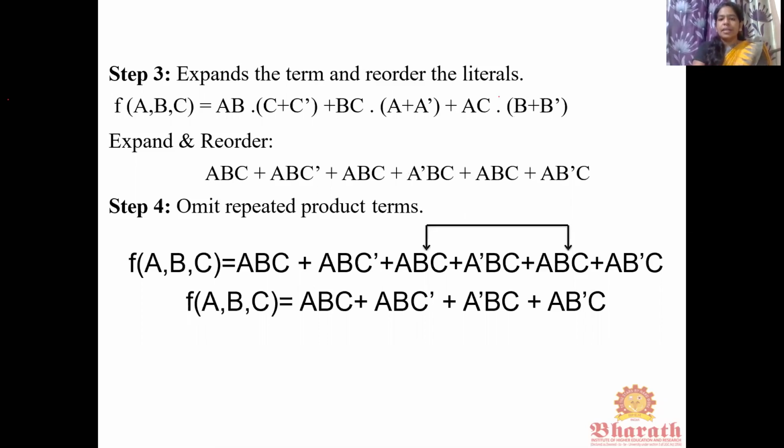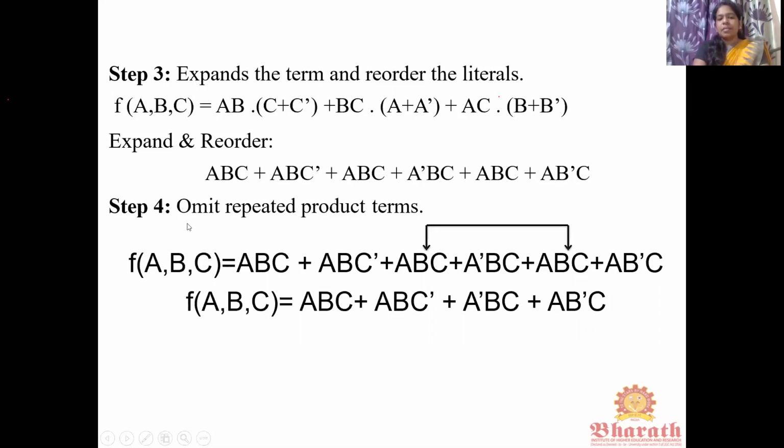Reorder is nothing but here B, C, A. So we have to put A first, then B, then C. This is the reorder. Expanding, we are going to multiply the terms inside. So this is the third step.